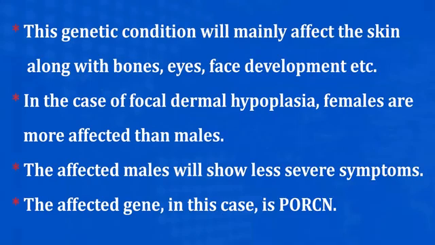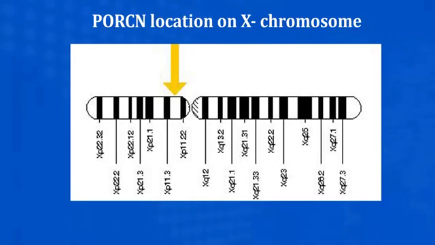The affected gene in this case is PORCN. This gene is located in Xp11.23 at the short arm of the X chromosome. The gene is responsible for the production of a protein that modifies the other proteins called Wnt proteins.